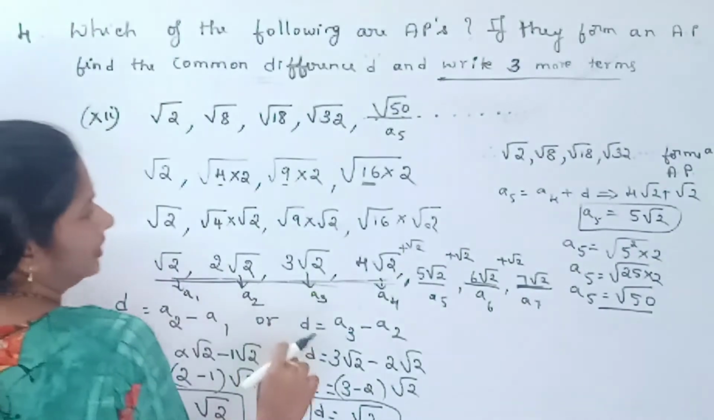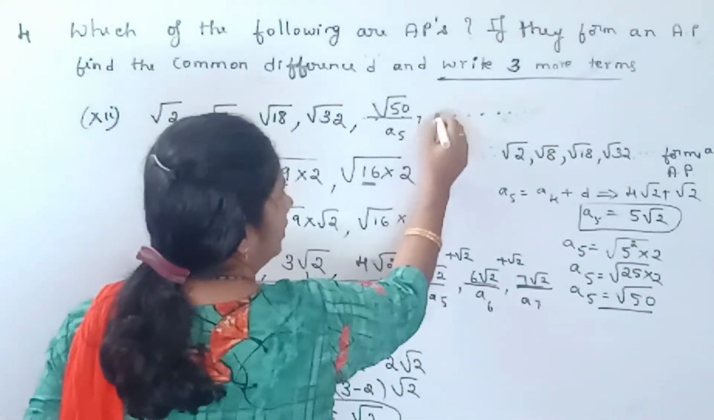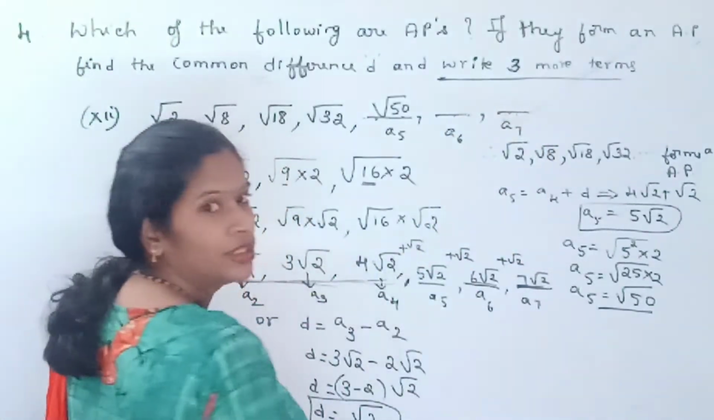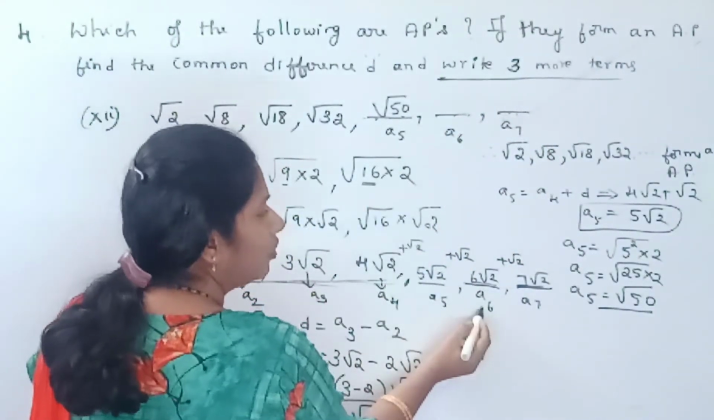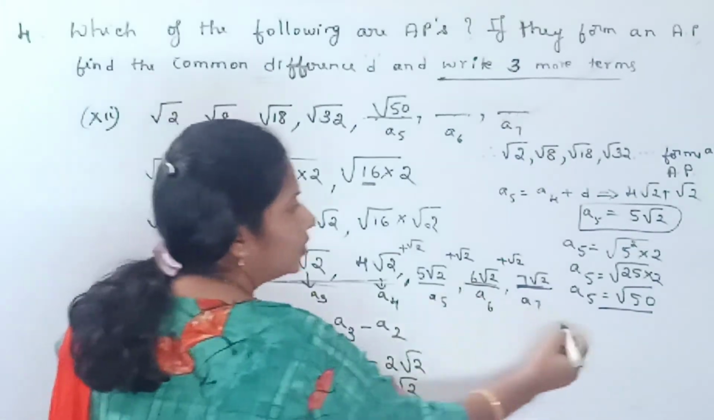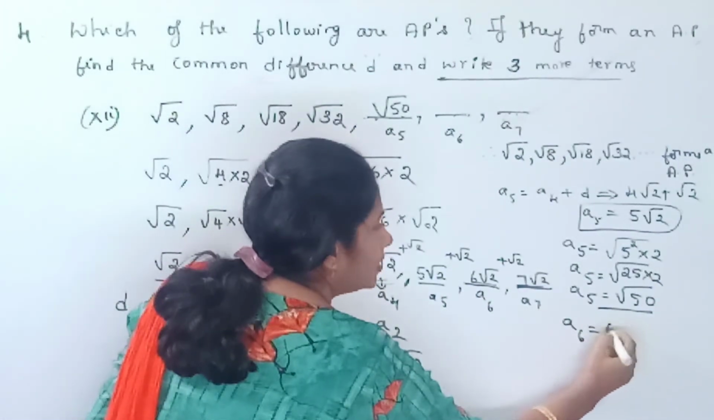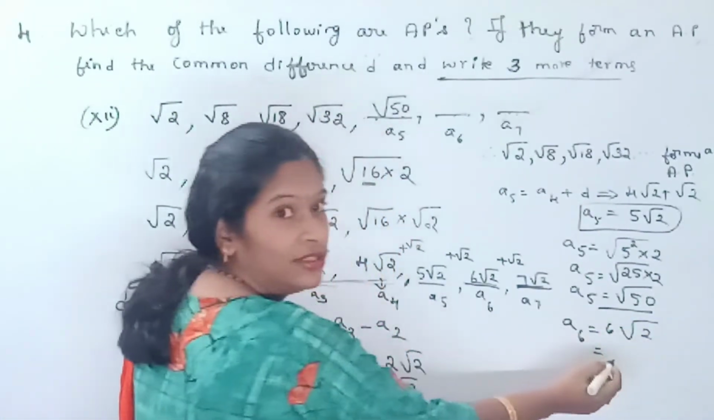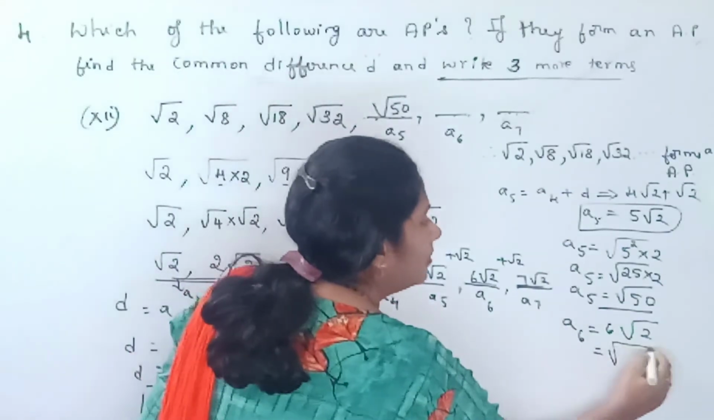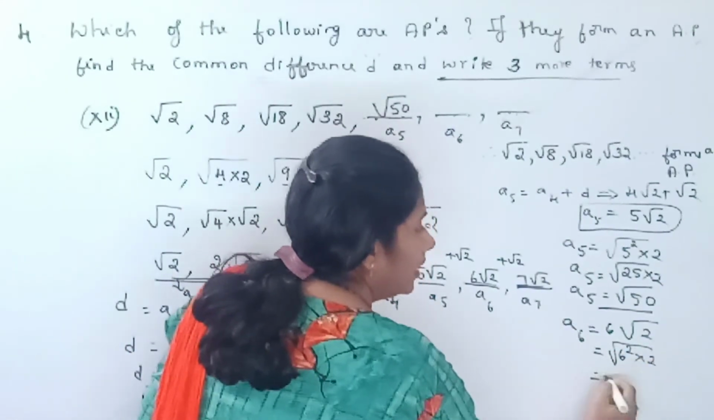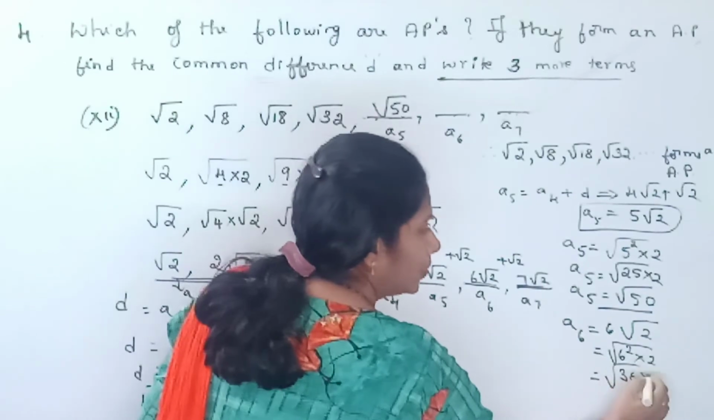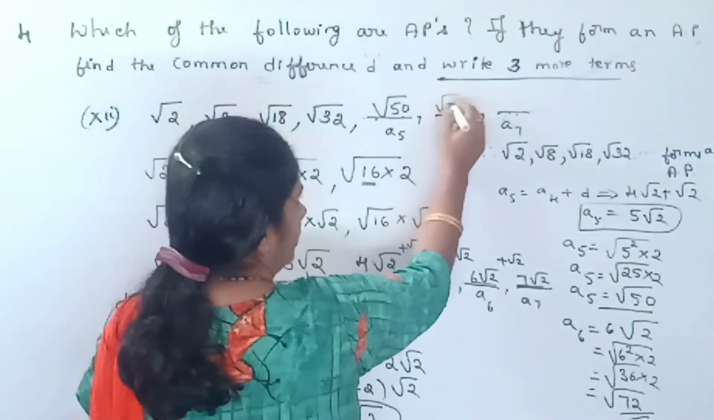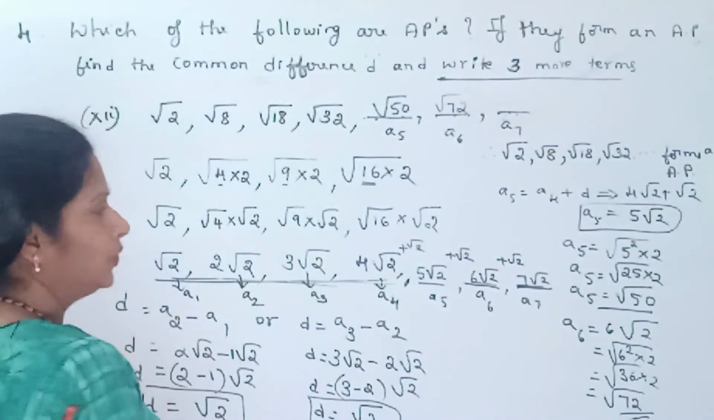Got it? Next, the 6th term you have to find out, isn't it? A6 and A7 you have to find out. Now how will you find out, children? Here we already got the A6 value. A6 is 6 root 2. So how will you find out? 6, you take that inside its root sign. So it becomes 6 square into 2. It is 36 into 2. So the answer is root 72. So write down here, answer is root 72.